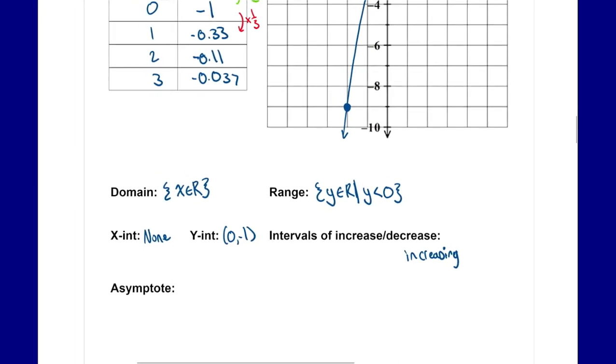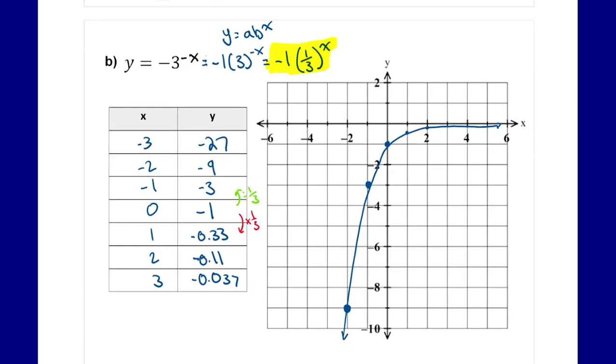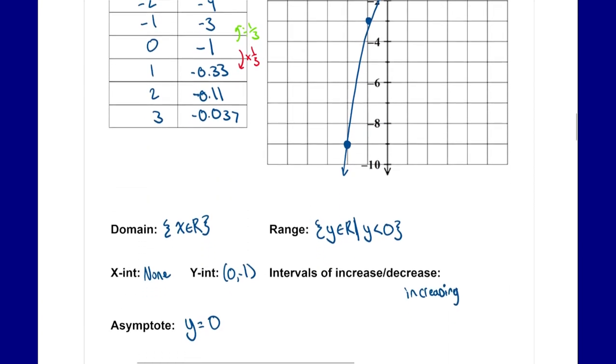And then our asymptote, again, in this one, we have an asymptote of y equals 0 because it is approaching the x-axis. So we have a horizontal line at y equals 0 that our graph or our function is going to approach but never get to. So hopefully you're seeing some connections between the function itself and some of these characteristics.